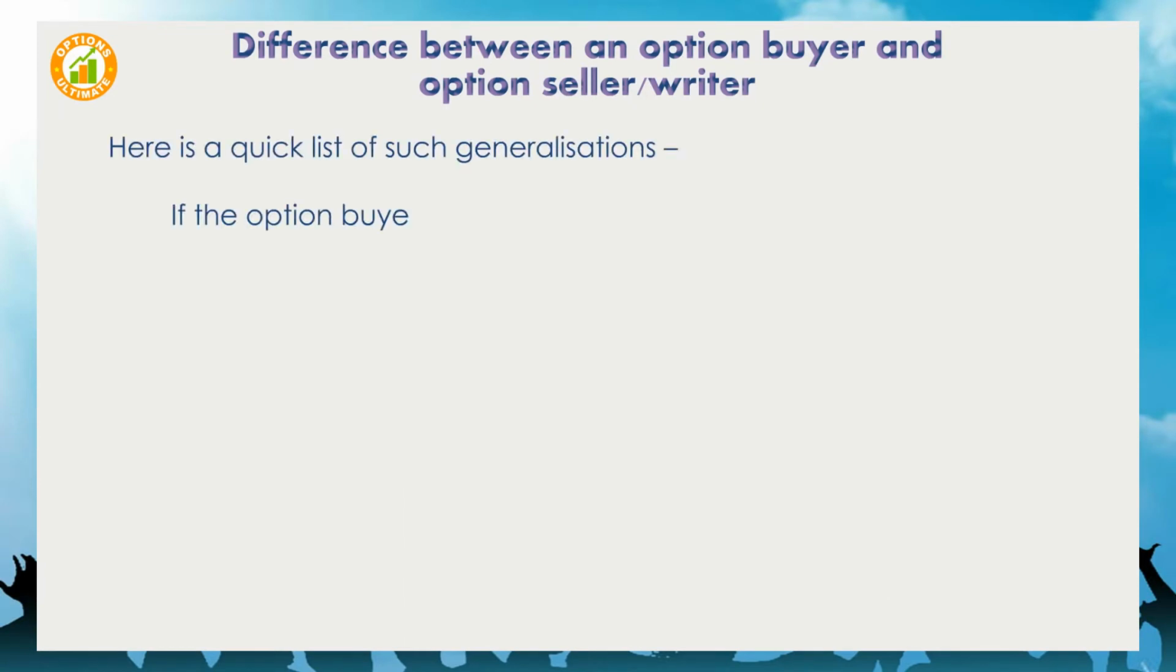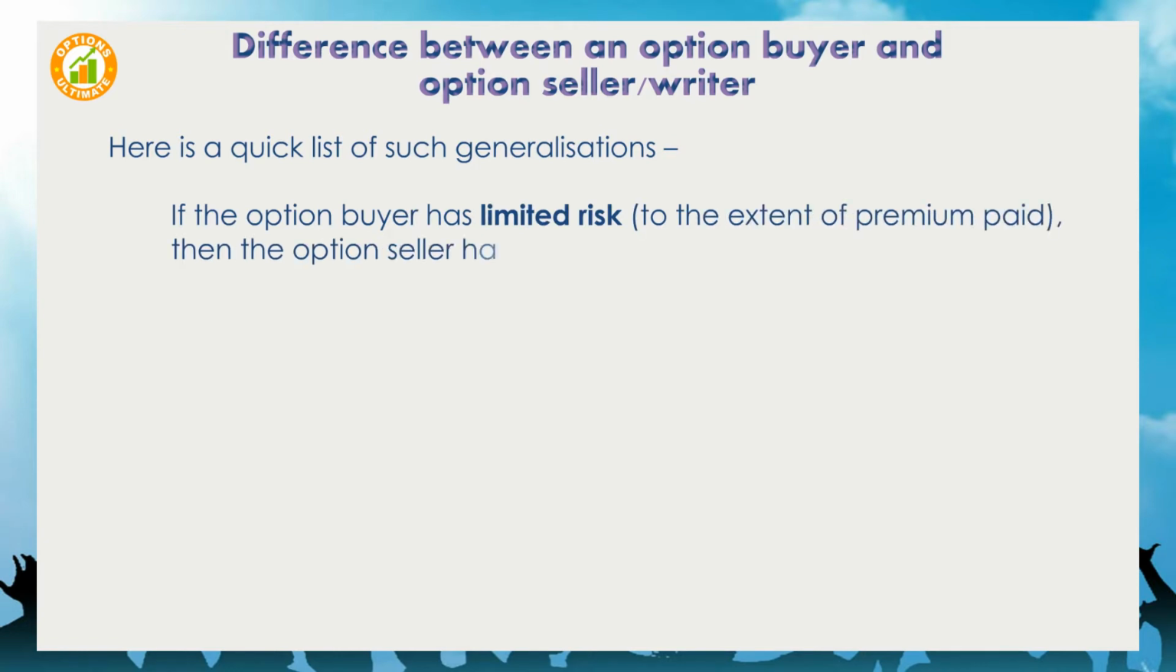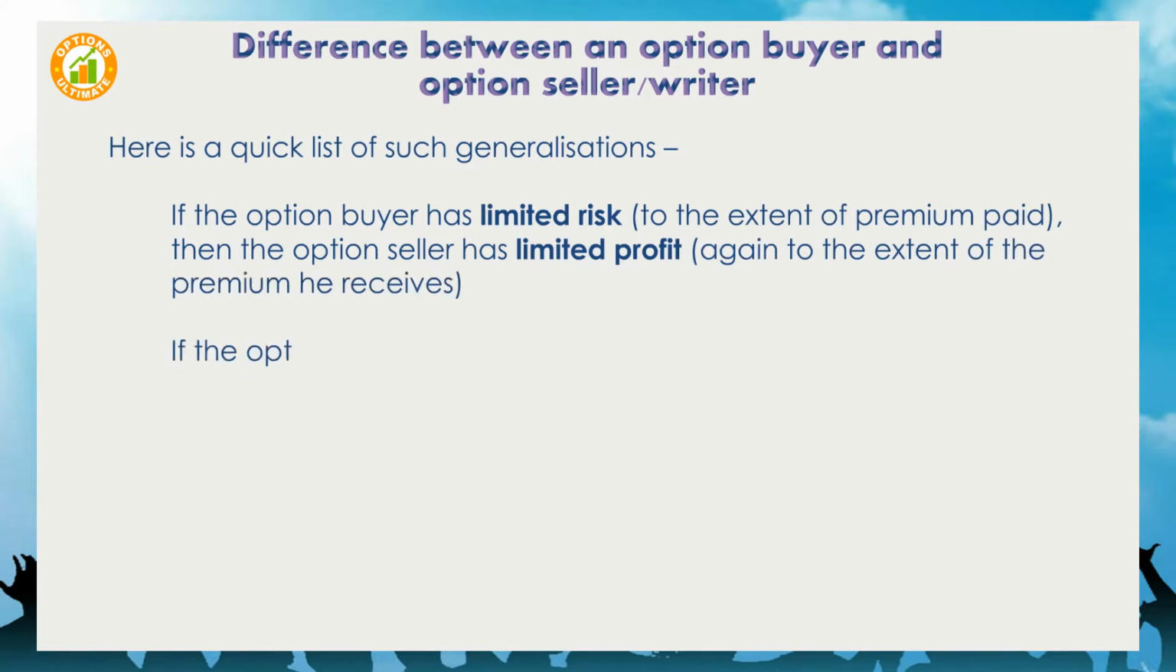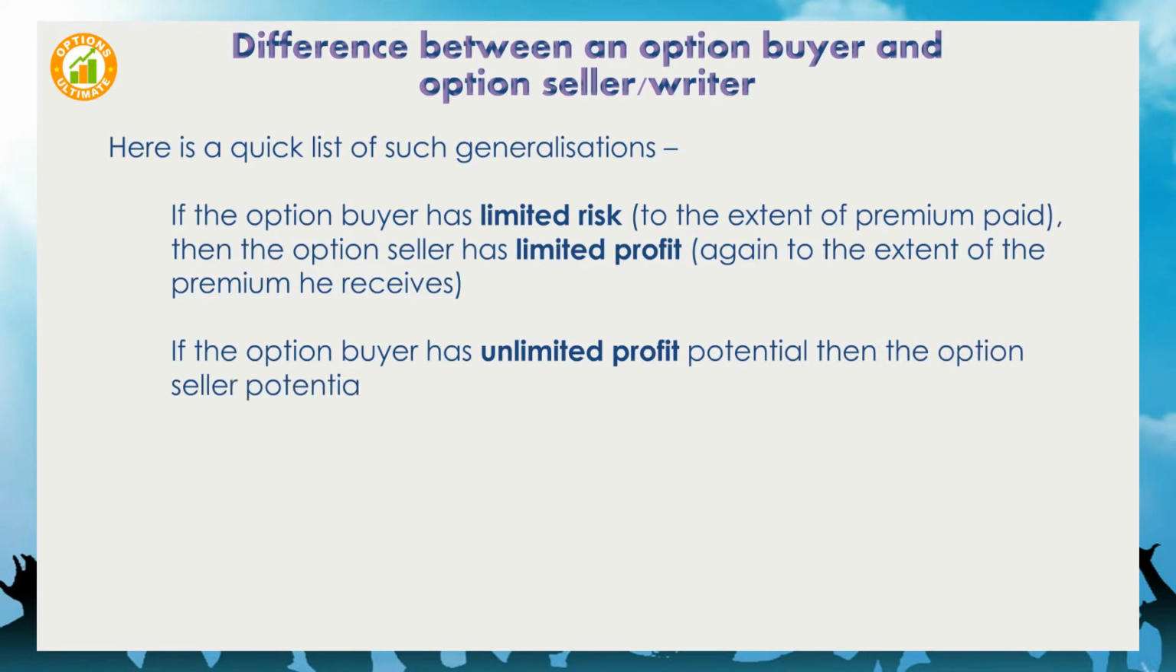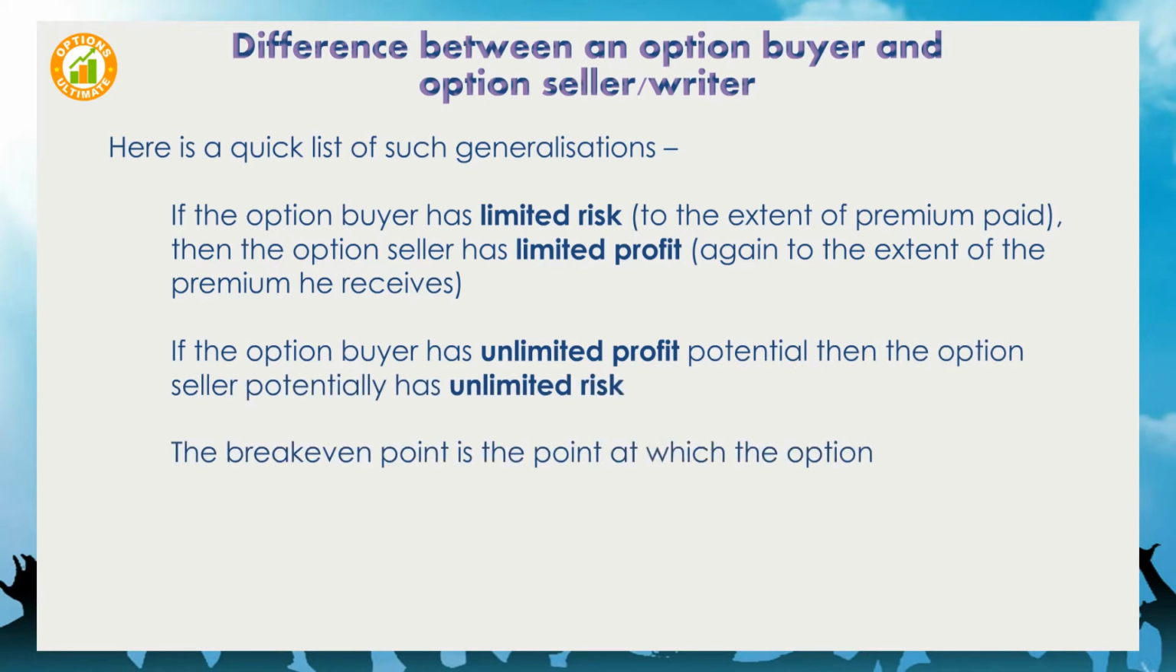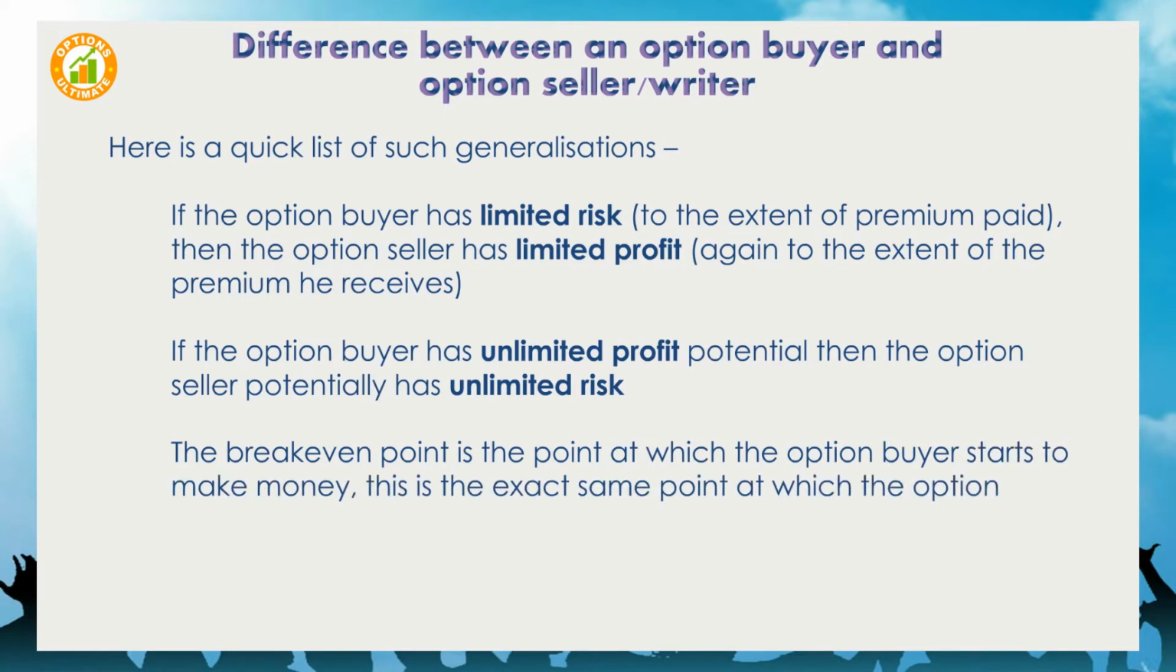If the option buyer has limited risk to the extent of premium paid, then the option seller has limited profit, again to the extent of the premium he receives. If the option buyer has unlimited profit potential, then the option seller potentially has unlimited risk. The break-even point is the point at which the option buyer starts to make money. This is the exact same point at which the option writer starts to lose money.